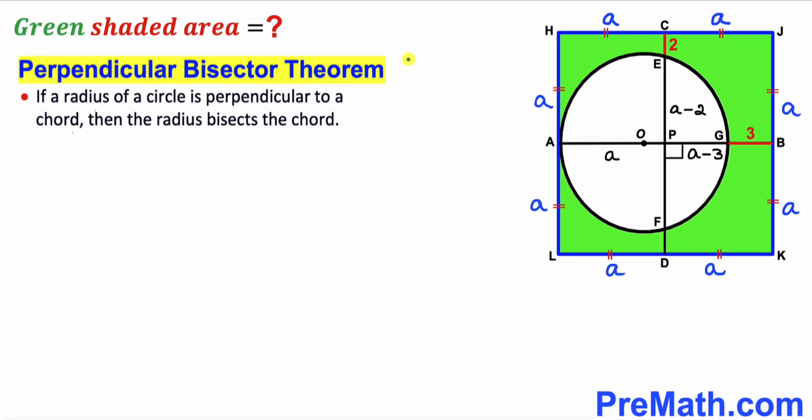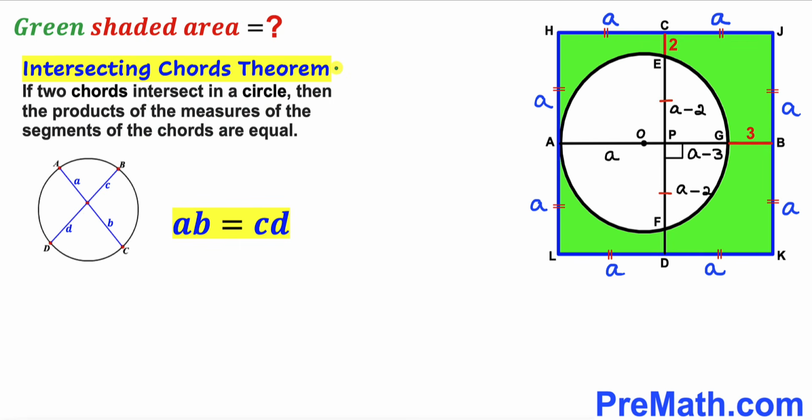And now let's recall the perpendicular bisector theorem. According to this theorem, if a radius of a circle is perpendicular to the chord, then the radius bisects the chord. So no wonder this diameter AG is going to bisect this chord EF into two equal parts. This segment EP length has got to be equal to this segment FP length. We know this segment length is a minus 2. So therefore this segment length is going to be a minus 2 as well.